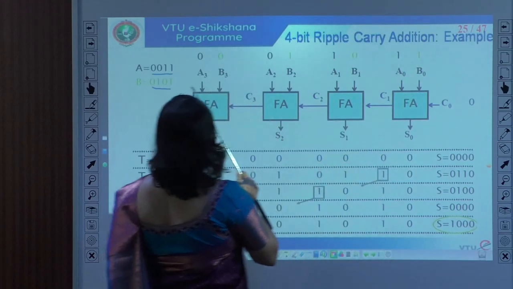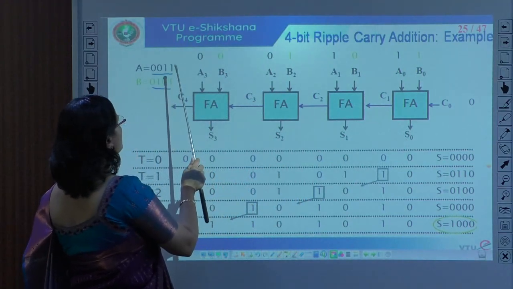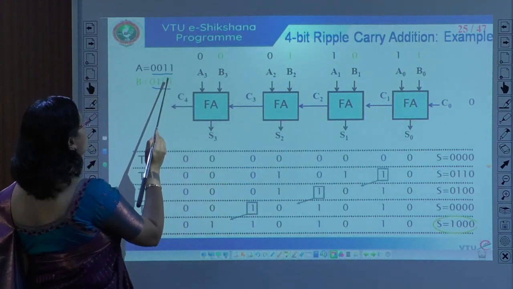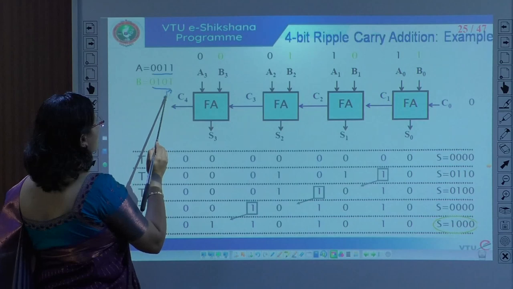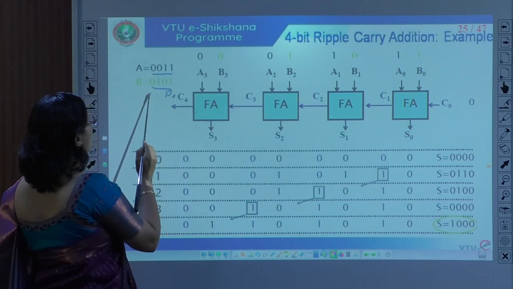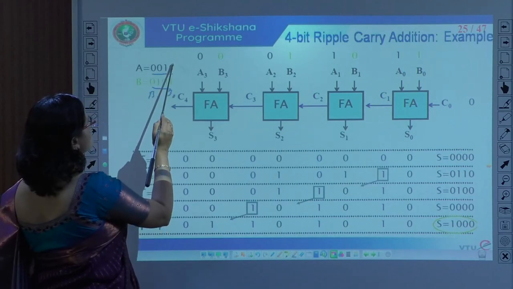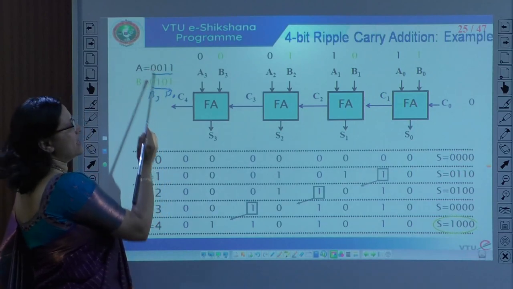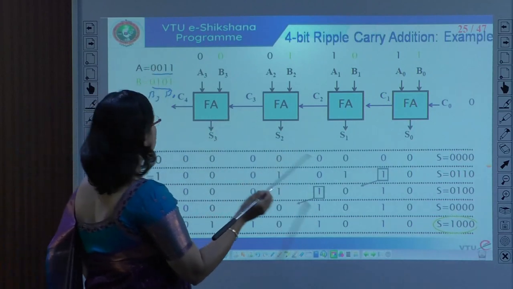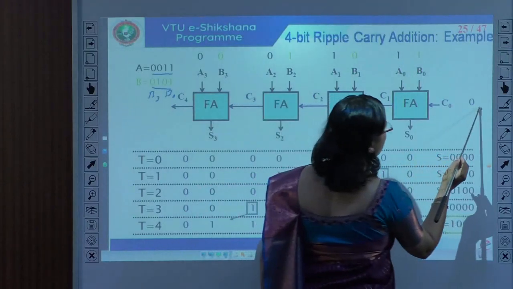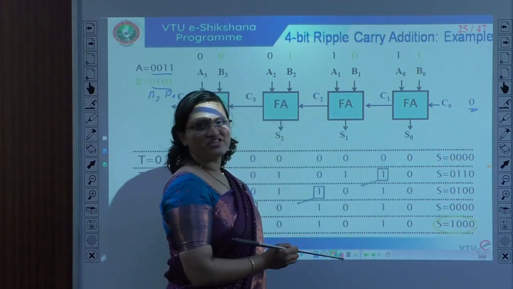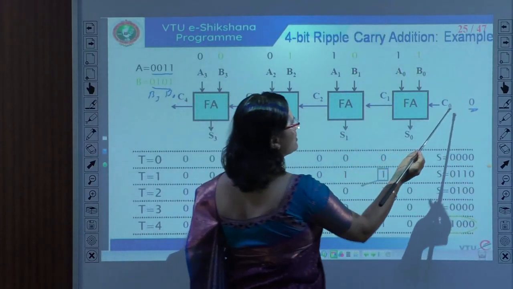The least significant bit will be B naught. So this will be your B naught, and this will be your B3. Similarly, this is your A naught and this is your A3. You can see here there is no initial carry, so your C naught is 0.